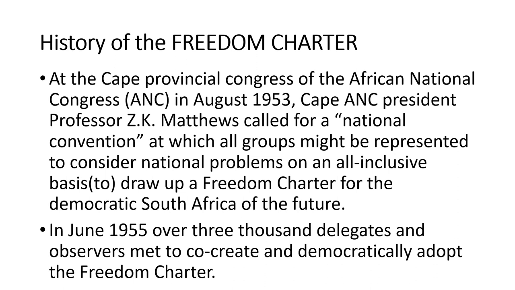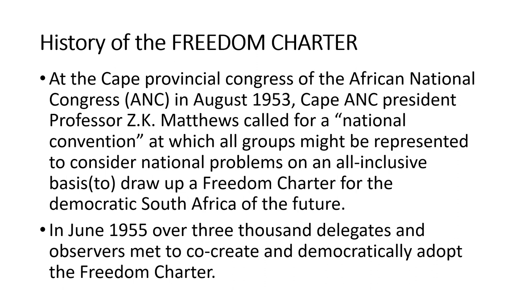At the Cape Provincial Congress of the African National Congress in August 1953, the Cape ANC president Matthews called for a national convention at which all groups might be represented to consider national problems on an all-inclusive basis, to draw up a freedom charter for a democratic South Africa of the future. So little did he realize that in less than 2 years, on a dusty playing field on the edge of what is now called Soweto, the Congress of the People would occur.